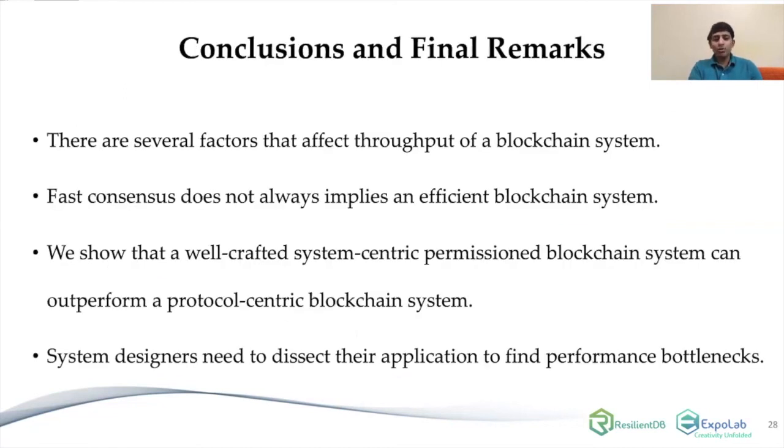So to conclude, what we want to say in this paper is that there are several factors that affect the throughput of a blockchain system. Fast consensus does not always imply an efficient blockchain system. In this paper, we show that a well-crafted system-centric permissioned blockchain system can outperform a protocol-centric design. Specifically, we want to show that system designers need to dissect their application to find the performance bottlenecks before they plan to switch to a faster consensus protocol.